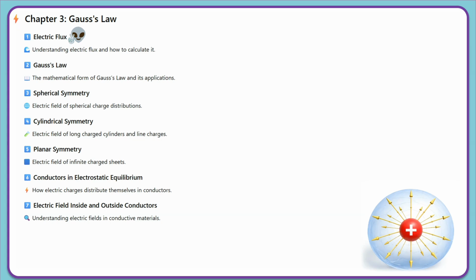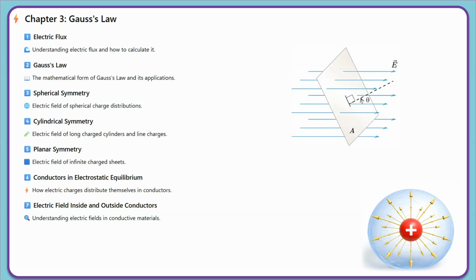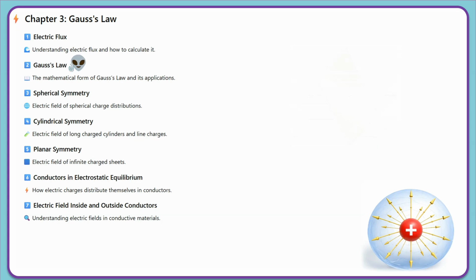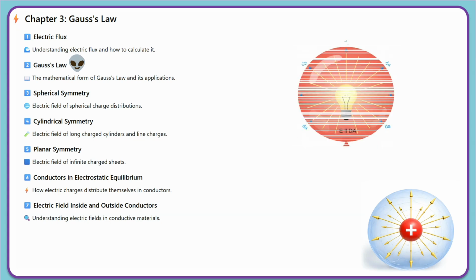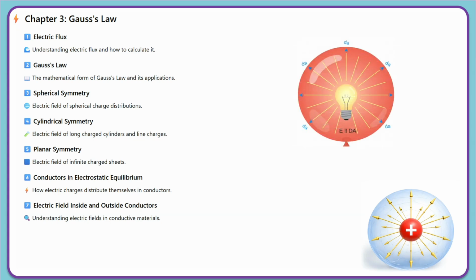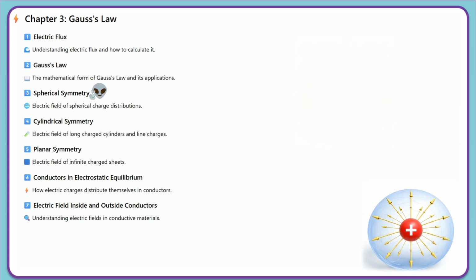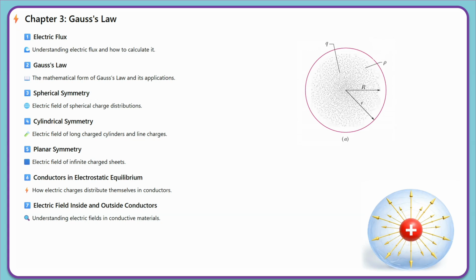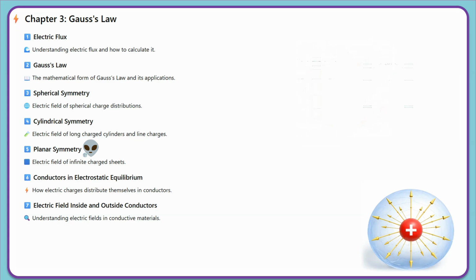First, we'll introduce the concept of electric flux and learn how to calculate it. Then, we'll study Gauss's law and understand its mathematical form and physical meaning. After that, we'll apply Gauss's law to different types of symmetry, including spherical, cylindrical, and planar symmetry. These are some of the most common exam topics, so we'll solve several examples together.